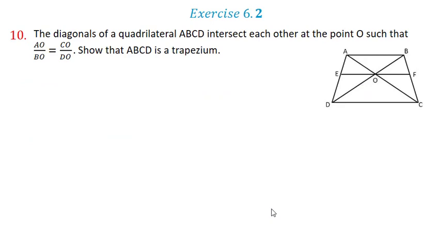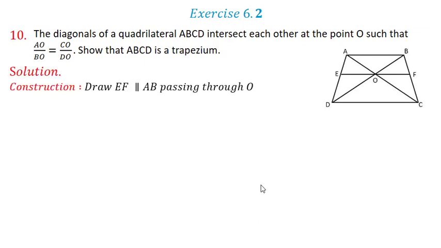Okay, now let us come to the last question. The diagonals of quadrilateral ABCD intersect each other at point O such that AO upon BO equals CO upon DO. We have to show that ABCD is a trapezium. If you relate this with the ninth problem, there ABCD is a trapezium, it is given, and we had to prove that AO upon BO equals CO upon DO. Here it is given that AO upon BO equals CO upon DO. We have to prove that ABCD is a trapezium, that is, that AB is parallel to DC.